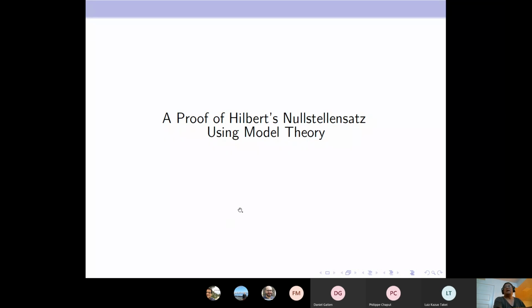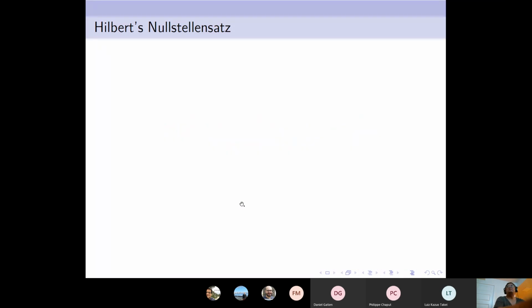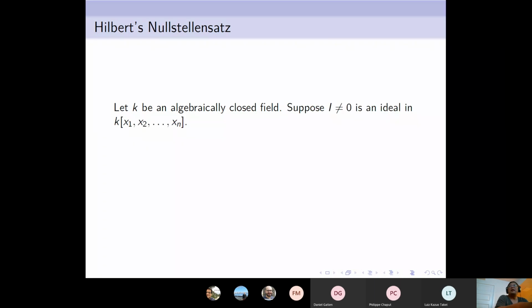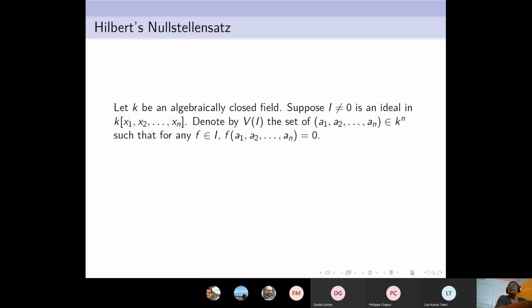So first, let me introduce briefly what Hilbert's Nullstellensatz is. Here, K is an algebraically closed field, okay? We have a non-zero ideal I in this polynomial ring. And we define V(I), which means the zero set of all polynomials in this ideal.